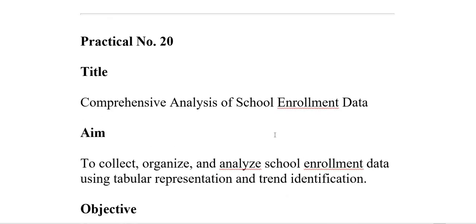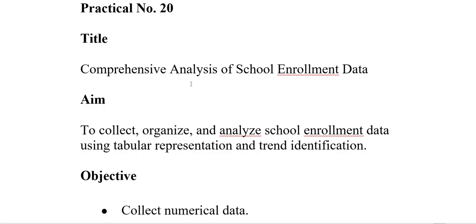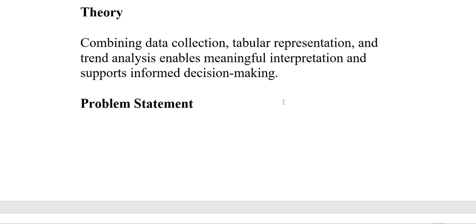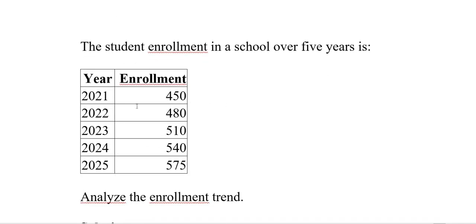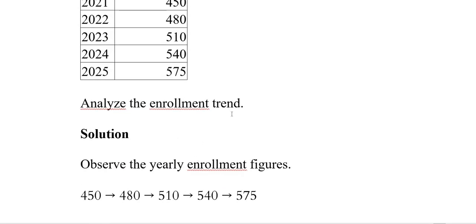Now coming on to the last practical, we have to analyze the school enrollment data. Okay, see, what is the problem question? The problem statement is, in 2021 we have a total of 450 students enrolled in our school, or in any school. So the number of students is continuously rising. We have to find the trend of this.